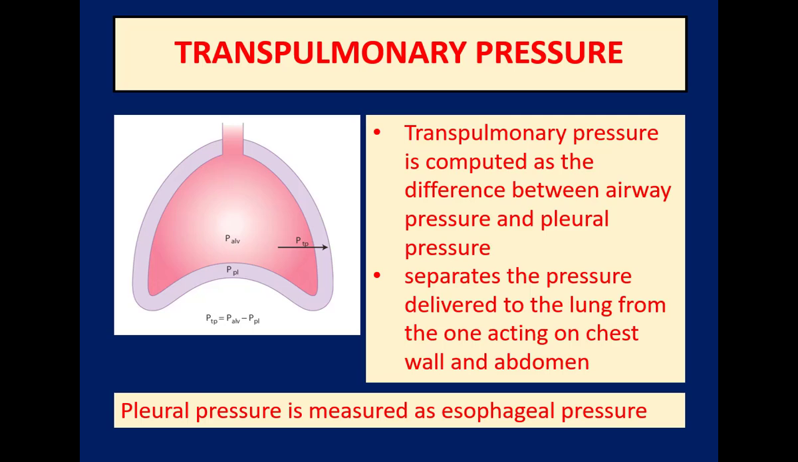Transpulmonary pressure is computed as the difference between the airway pressure, as you can see, this is the airway pressure, and the pleural pressure. Pleural pressure is outside of the lungs, between the two layers of the pleura. So it separates the pressure delivered to the lung from the pressure acting on the chest wall and abdomen. Pleural pressure is measured as esophageal pressure.